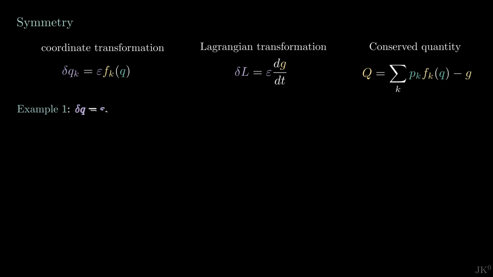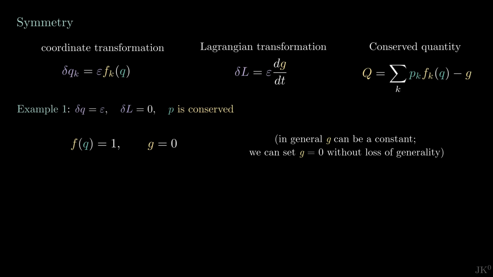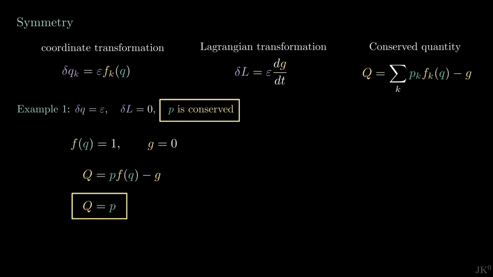The first example was a free particle. We found that under this transformation, the Lagrangian remained invariant and the conserved quantity was the momentum p. From the transformation, we find that the function f equals 1 and g equals 0. Now using the expression above, we can construct Q and find Q equals p, in perfect agreement with the previous result. We conclude that linear momentum is conserved due to the invariance of the system under spatial translations.